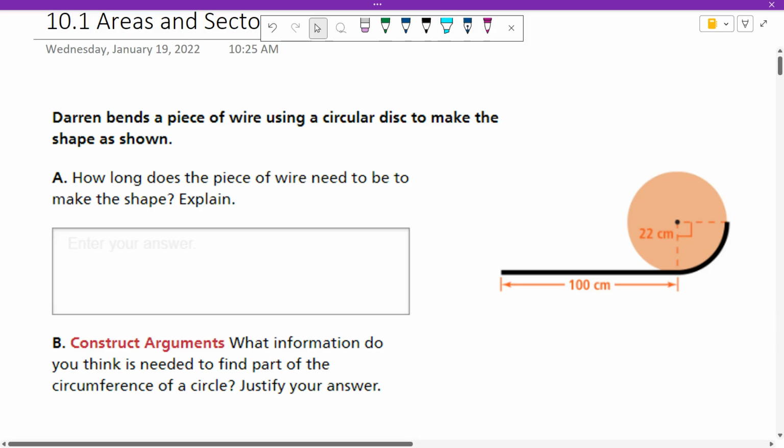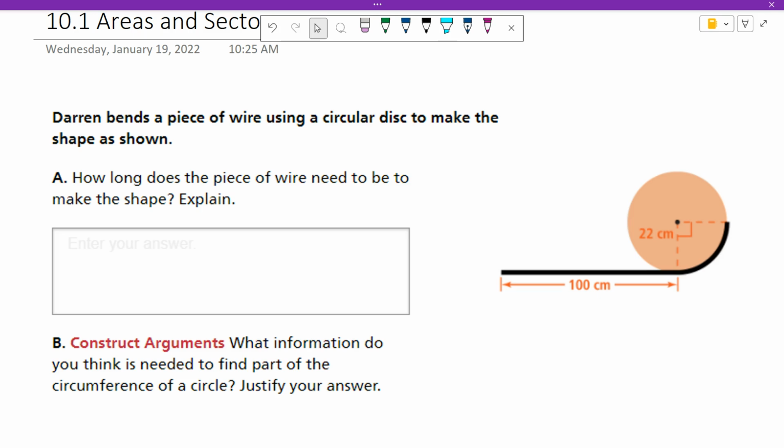All right, so Darren needs to bend this wire. So he puts a circular disc on and starts rolling it so it bends. So if the radius of this circular disc is 22 centimeters and the wire is 100 centimeters long here, how long is it from here to here?